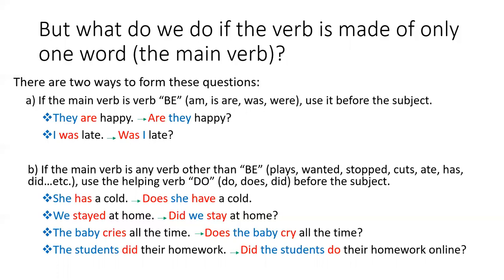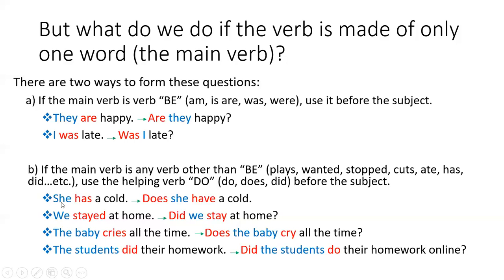So if the main verb has an S with it, then the do takes the S and it becomes does. If the main verb is in the simple past, so it's carrying the past or it's wearing the form of the simple past, when we use do, it carries that past and it becomes did.